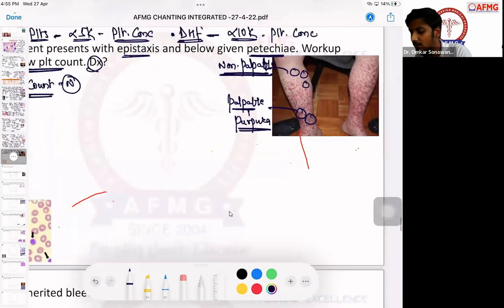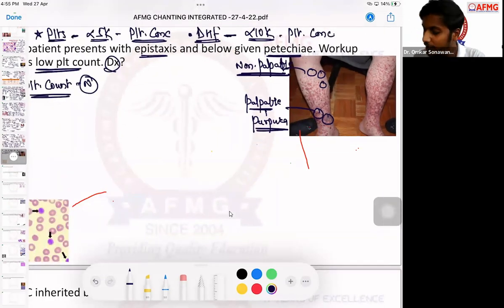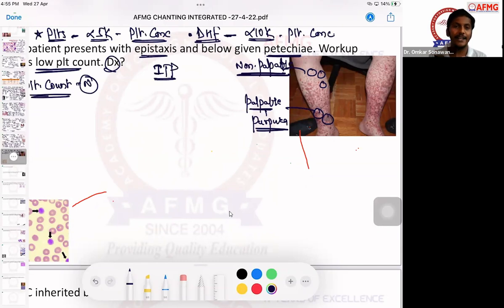Okay, please remember this. Here, definitely, if there is thrombocytopenia in the patient and there is presence of purpura, the more likely diagnosis would be ITP. ITP is considered as idiopathic thrombocytopenic purpura or immune thrombocytopenic purpura.